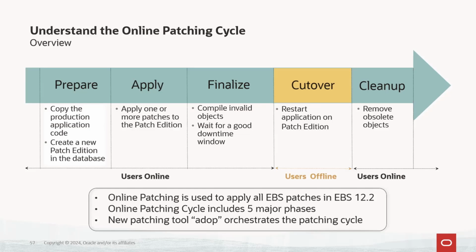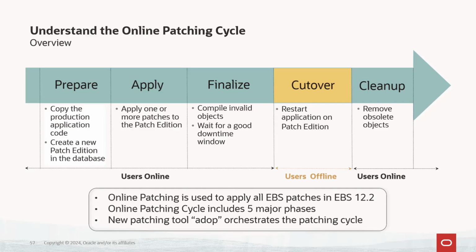So for example, there'll be a prepare phase where you're making copies of the production application code and creating a new patch edition in the database. There'll be an apply phase where you're applying one or more patches to the new patch edition. There'll be a finalize phase where there's going to be some optimization going on, some compilation of invalid objects to optimize for the shortest possible cutover time. You can hang out in that finalize phase for as long as you like, waiting for a good downtime window.